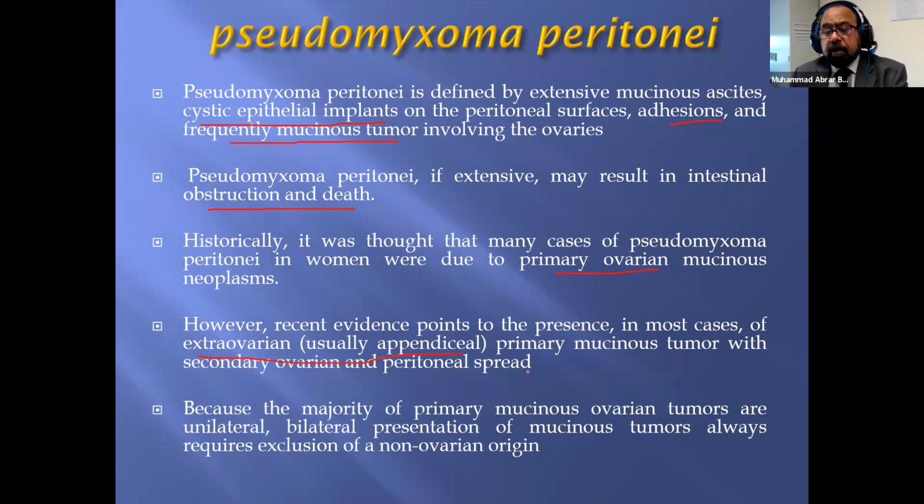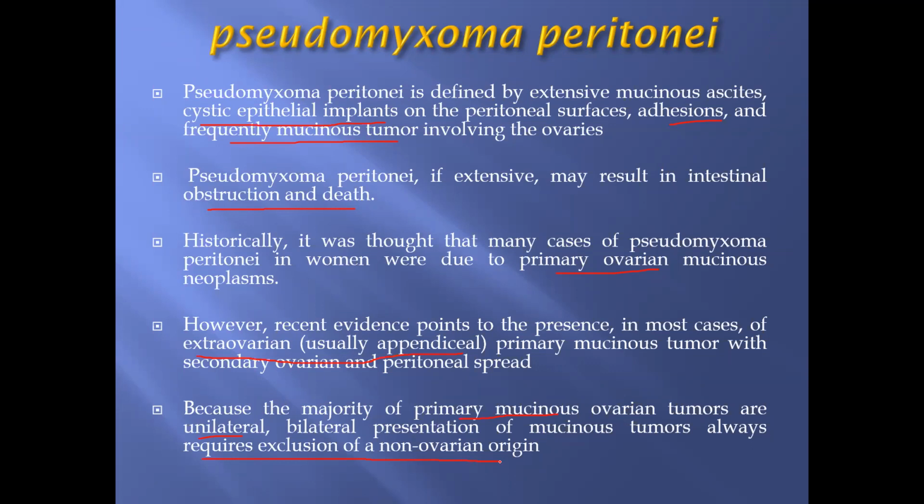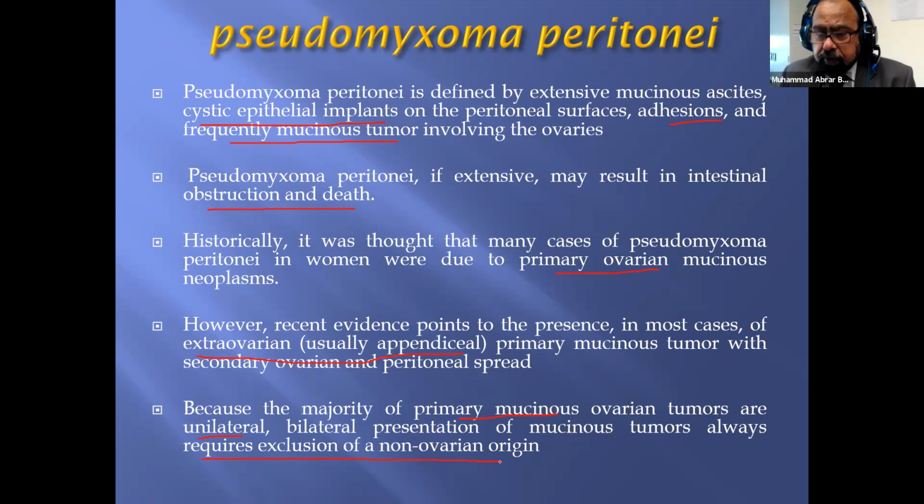So how can we identify whether it's primary or secondary? The important thing is that the majority of primary mucinous tumors are unilateral. Bilateral presentation of a mucinous tumor always requires exclusion of a non-ovarian origin. So if you see pseudomyxoma peritonei, and you see that the ovaries on both sides are involved, it's bilateral, then probably it is not a primary mucinous cystadenocarcinoma. So you have to look for other areas, and the best area is the appendix.